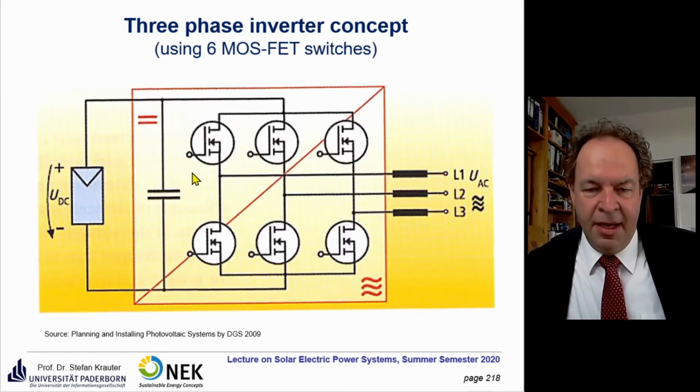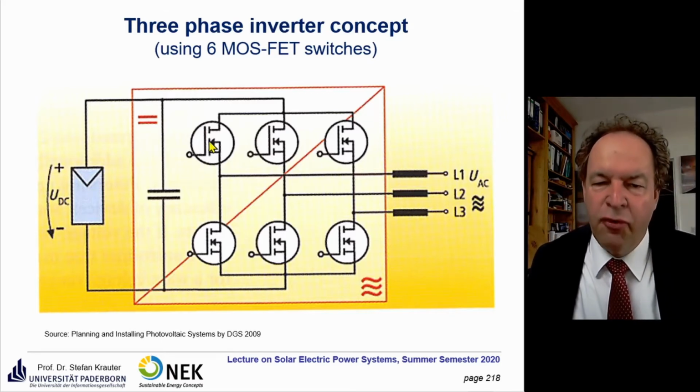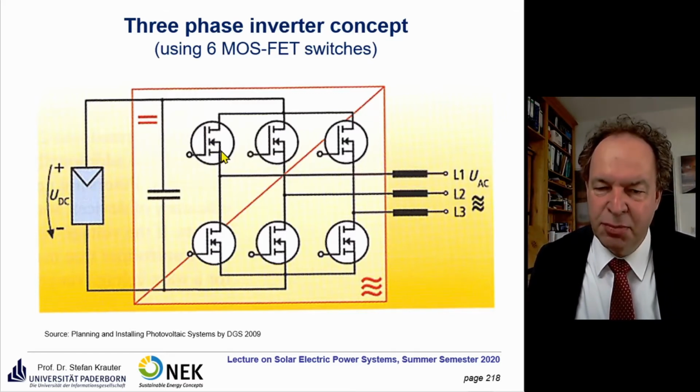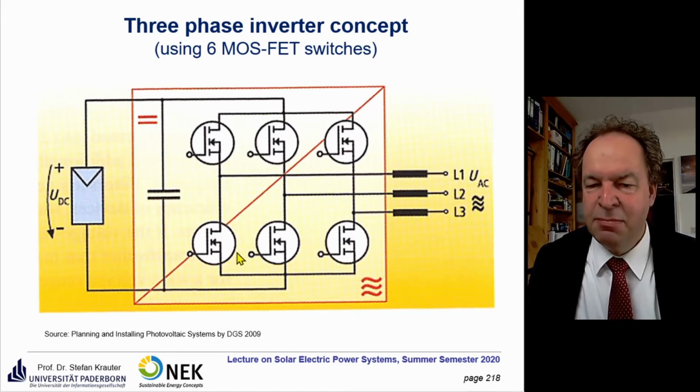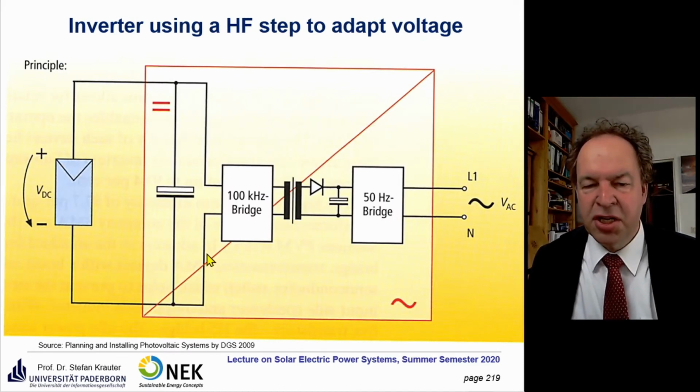Okay, this is now for a three-phase system. So instead of 4 switches, you have 6 switches, and 2 switches are responsible for 1 phase here. It's done the same way as I explained before, but for each phase separately, and they are delayed, they have a phase angle of 120 degrees to each other. So you have a 3-phase system like that. This I have been mentioning already.